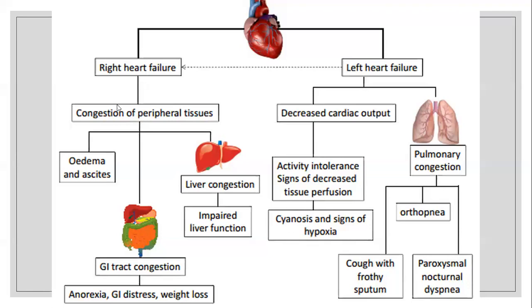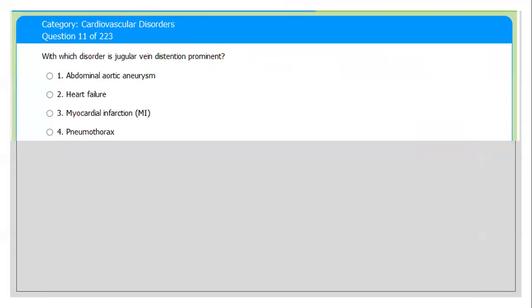On the right side here, we can see congestion of peripheral tissues, liver involvement or liver congestion, impaired liver function, edema and ascites. Our gastrointestinal system is involved, GI tract congestion, anorexia, GI distress, and weight loss. This is the right side.